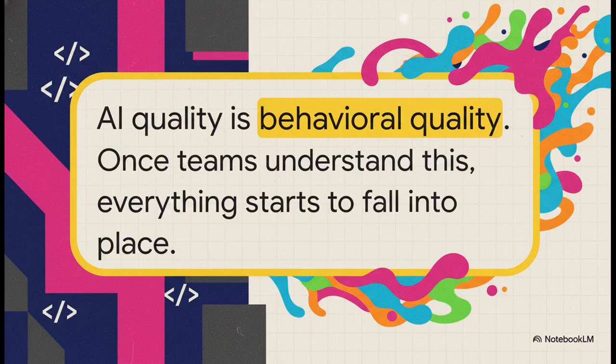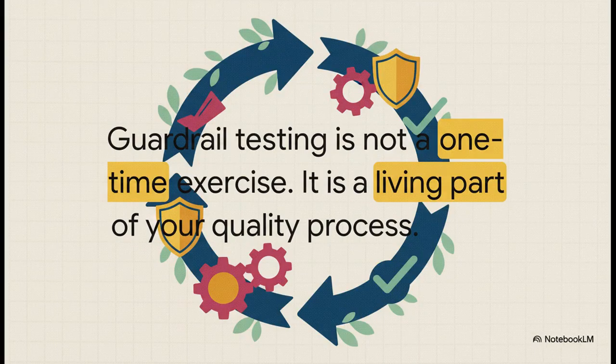So if you only remember one thing from all this, make it this. AI quality is behavioral quality. It's not just about whether the code runs. It's about whether the agent behaves the way you expect it to. Once your team really gets that, everything else starts to click into place. In the end, guardrail testing isn't a task you just check off a list. It's a living, breathing part of your development process. It's a continuous practice. And when you embrace that approach, AI stops being a potential risk and starts becoming what we all want it to be, a trusted, invaluable asset.